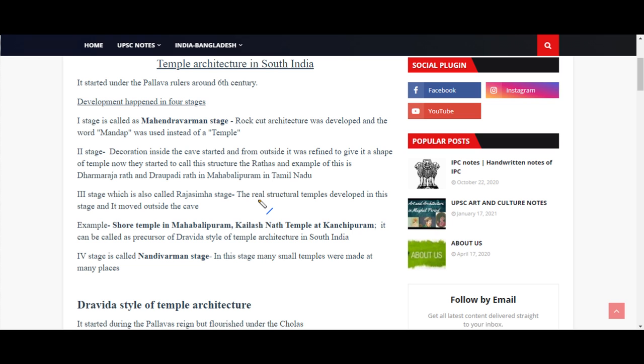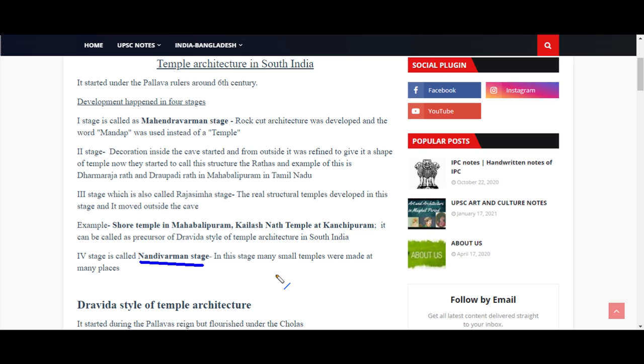In the third stage, the real structural temples were developed, and the temples took the shape of the proper temples which we find today. Examples of third stage temples are the Shore temple in Mahabalipuram and the Kailasnath temple at Kanchipuram. The fourth and final stage is the Nandivarman stage. In this stage we don't find a specific prominent temple, but instead many small temples were made at many places.